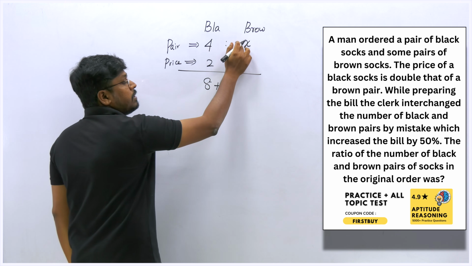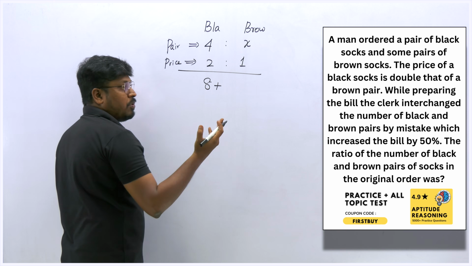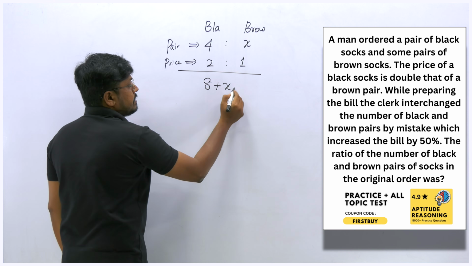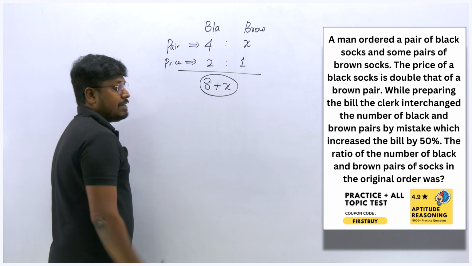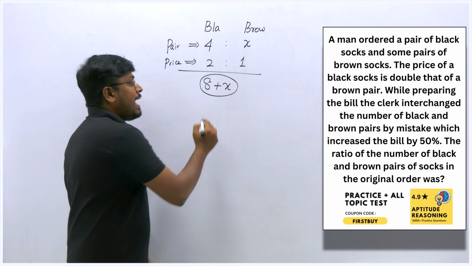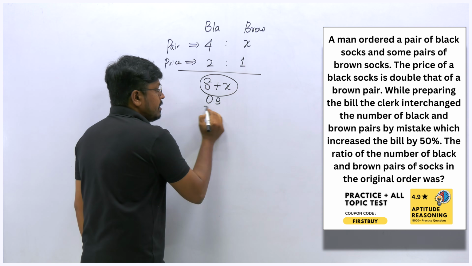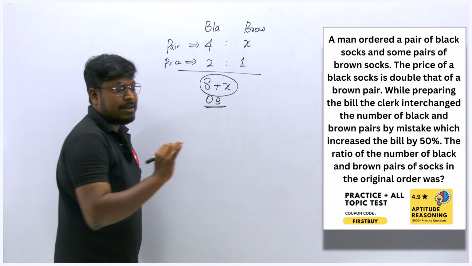But we don't know how many brown socks the person has bought. So X into 1 will be X. So what is this? X plus 8. So X plus 8 will be actually the original bill. Yes or no? So this will be the original bill that has to be generated.